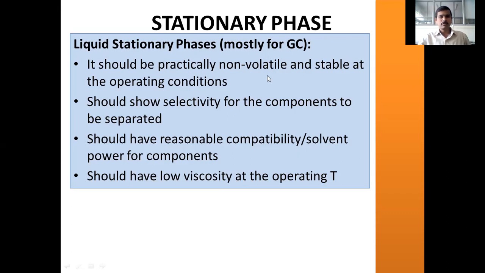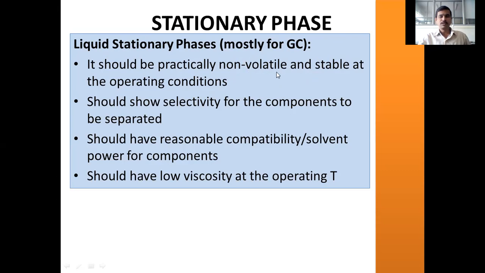This also must fulfill some requirements. What are those requirements? The liquid you are going to use as a stationary phase should be practically non-volatile and stable at the operating conditions such as temperatures, because volatile components will be separated by gas liquid chromatography, where the temperature will be going up to 500-600 degrees Celsius. So under this particular temperature, the liquid you are going to use must be non-volatile.